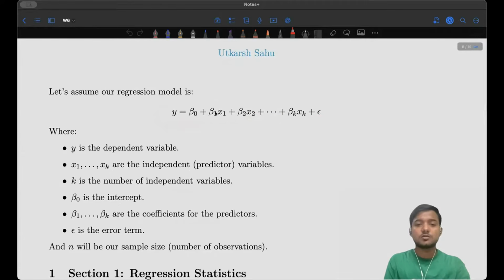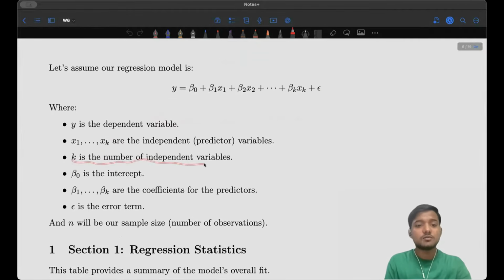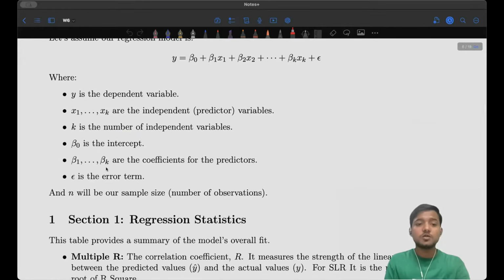Y is equal to beta naught plus beta 1 x1, beta 2 x2, and so on and so forth up till epsilon. So just a quick refresher, Y is the dependent variable which we are trying to predict. X1 to Xk are the independent variables, or you can say the predictor variables or explanatory variables, right? K is the number of independent variables. How many X values do I have, right? How many features I know for each sample point. Beta naught is the intercept. Sometimes it is also known as bias. So yes, both are okay. Beta 1 to beta k are the coefficients for the predictors. They are also known as slopes. And then epsilon is the error term.